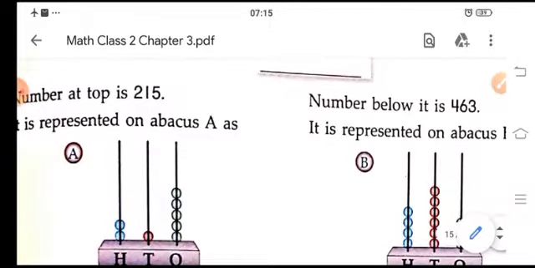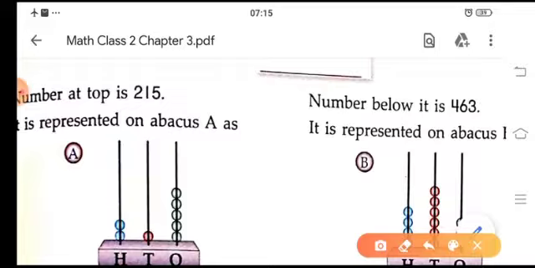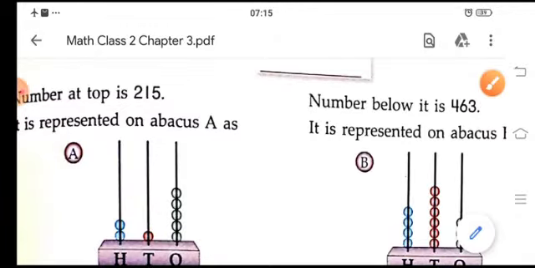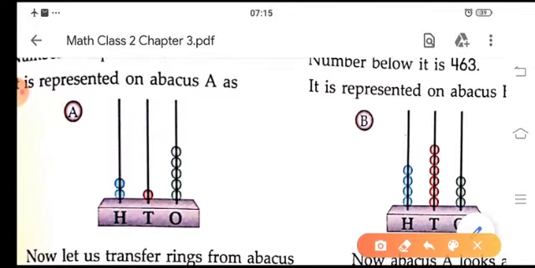Suppose there are two numbers, 215 and 463. We write 215 above and 463 below. So how to represent it? 2 is at the hundreds place, so we make two beads here. 1 is at the tens place, so we make one bead here, and 5, 1 2 3 4 5, at the ones place. Similarly 463: at the hundreds place 4 beads, then 6 beads at the tens place, and 3 beads at the ones place.